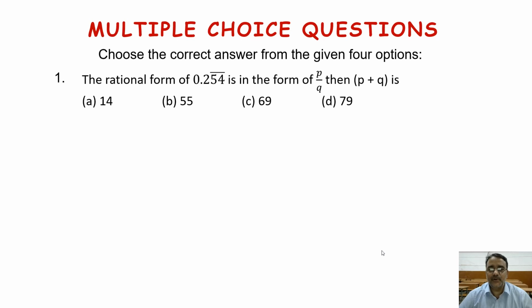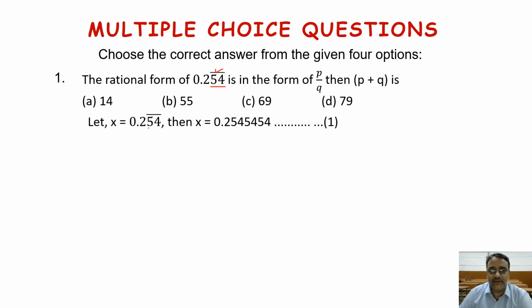The rational form of 0.254 with 54 bar, that means 54 is the repeating block, is in the form of p by q, then p plus q is dash. So what we have to do, we have to take first let x is equals to 0.254 with 54 repeating. Since it is repeating, we will repeat it 3 times.